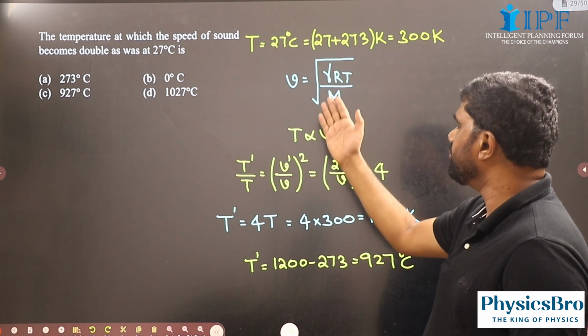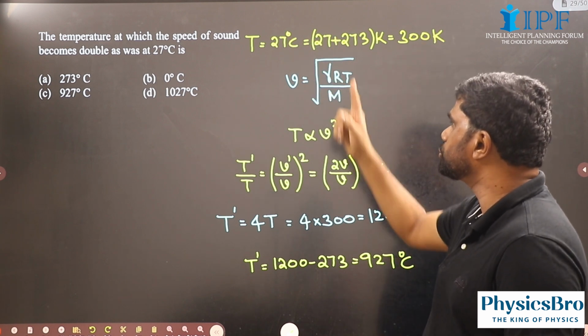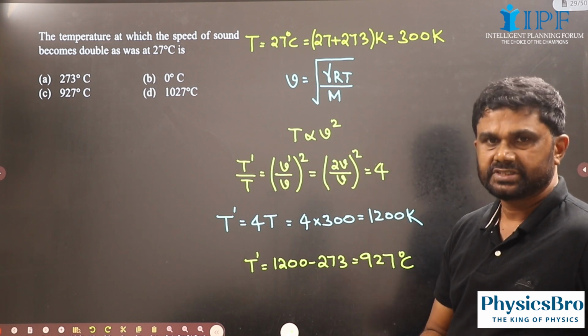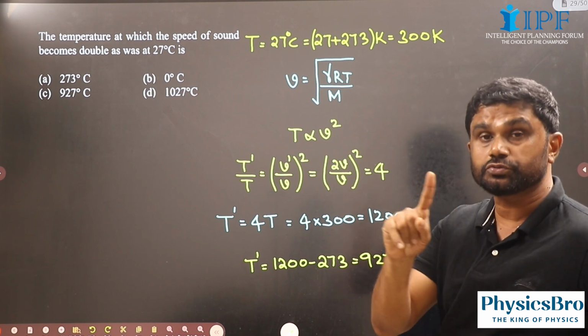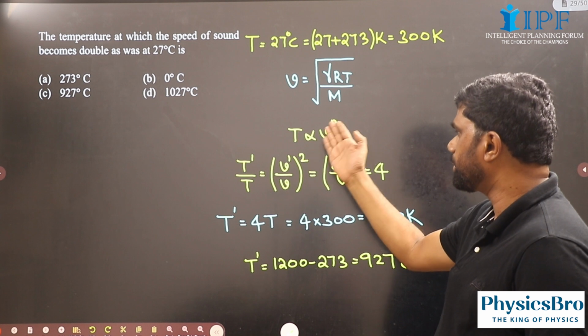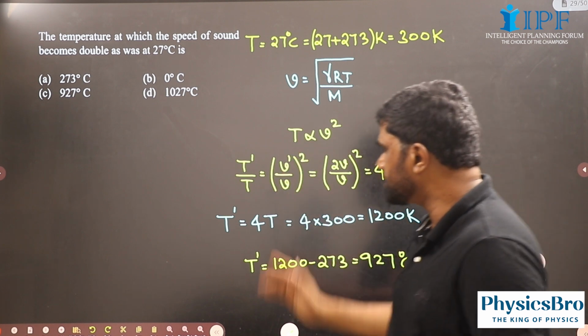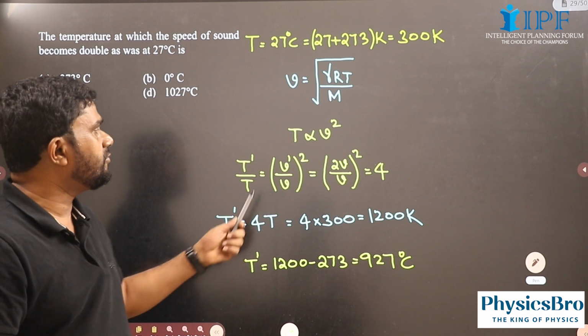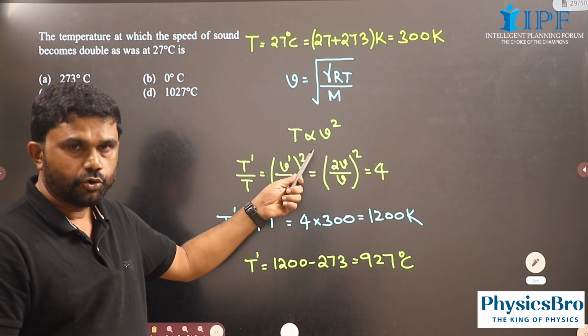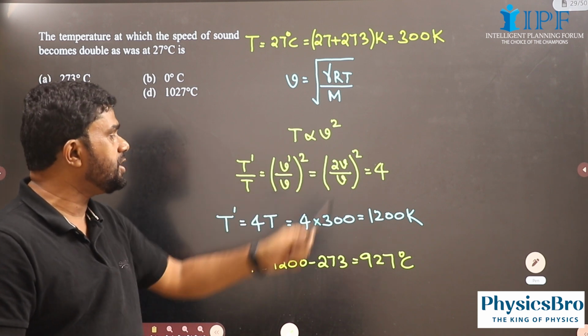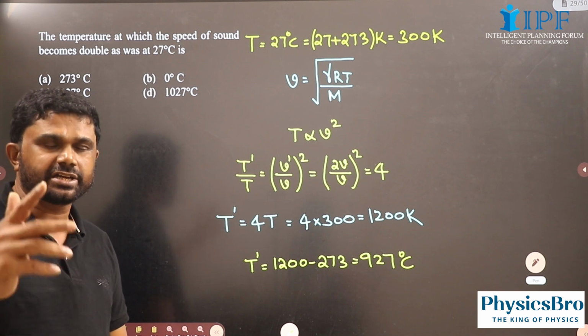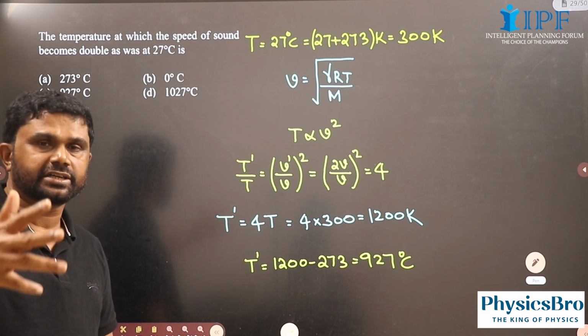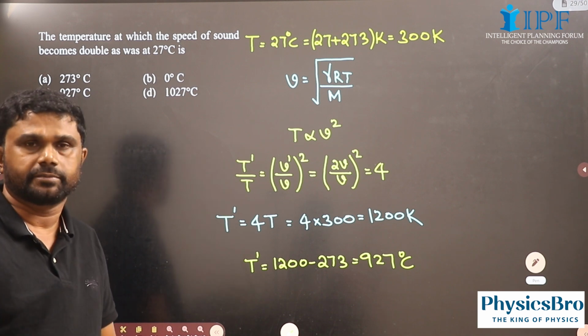Okay, now here we can say V is proportional to the square root of temperature, and temperature will be proportional to the square of the speed, T proportional to V square. So T dash by T will be V dash by V whole square. Here the velocity gets doubled, so T dash must be equal to 4T. Initial temperature is 300 Kelvin, so final temperature will be 1200 Kelvin.